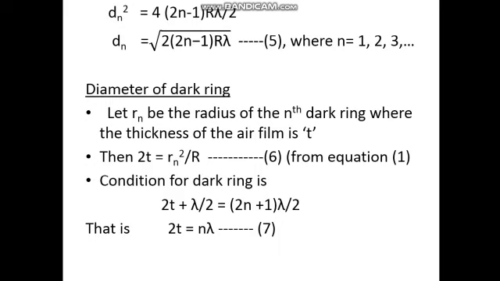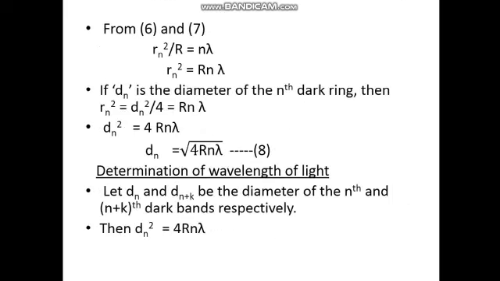Next one is the expression for the diameter of a dark ring. In a similar way, let rn be the radius of the nth dark ring where the thickness of the air film is t. Then from equation 1, again 2t is equal to rn square by R. But the condition for dark ring is 2t plus lambda by 2 is equal to (2n plus 1) into lambda by 2, or 2t is equal to n lambda. From these two equations, rn square by R is equal to n lambda. Therefore rn square is equal to nR lambda. If dn represents the diameter of the nth dark ring, then dn is equal to root of 4nR lambda.